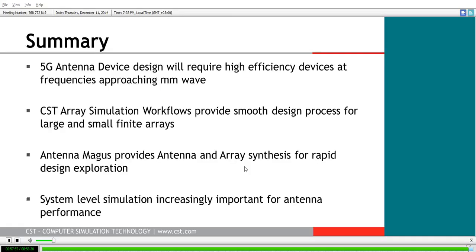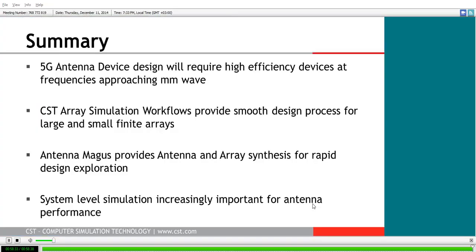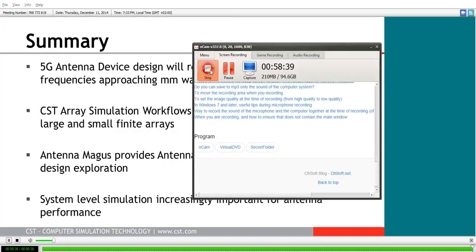So in summary, we've just shown how some of the design requirements for 5G are pushing towards higher efficiency beam-steered array designs. We've shown the CST array simulation workflows and system assembly modeling that can speak to this design flow and expedite that process for engineers. As well, we've shown Antenna Magus's capabilities in providing antenna and array synthesis, as well as some of its abilities for rapid design exploration. And finally, hopefully we've driven home the importance of these types of system-level simulations for antenna performance, especially at these new 5G high frequencies.